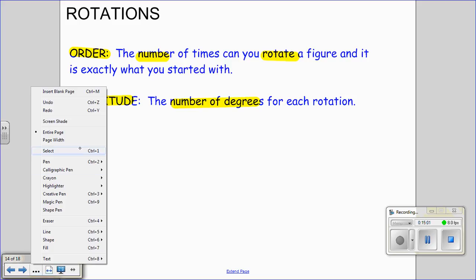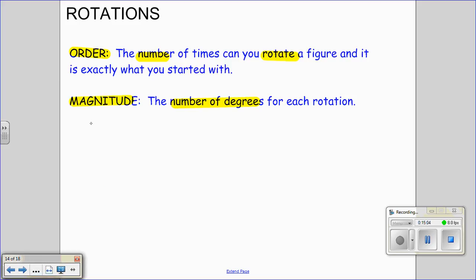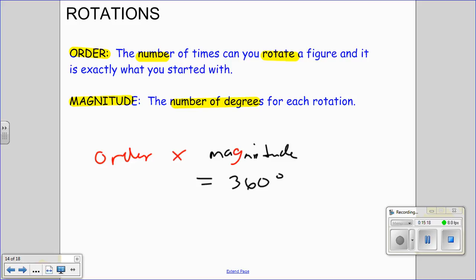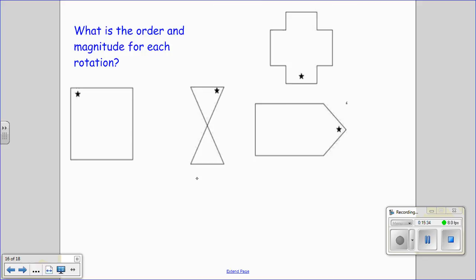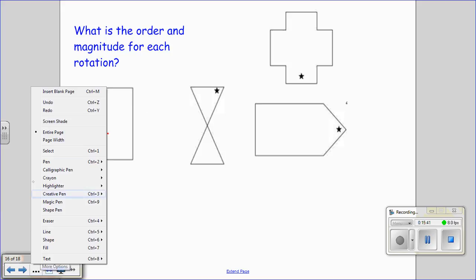Side note, the order times magnitude will equal 360 degrees. Always, always, always. So now we're going to discover the order and the magnitude for various shapes. So let's find out the order of this shape here.